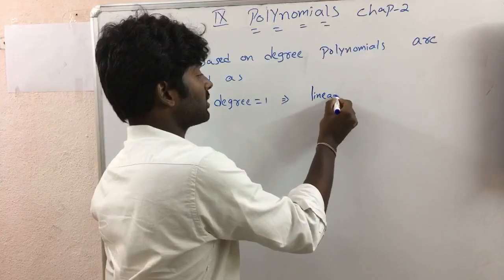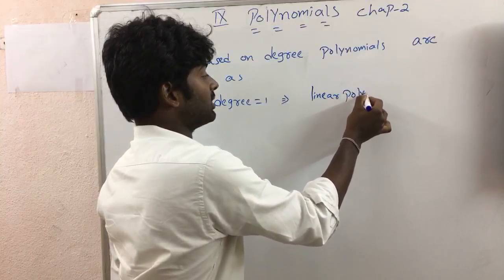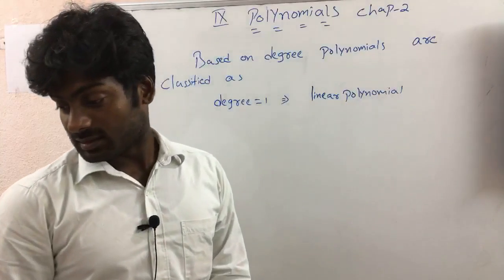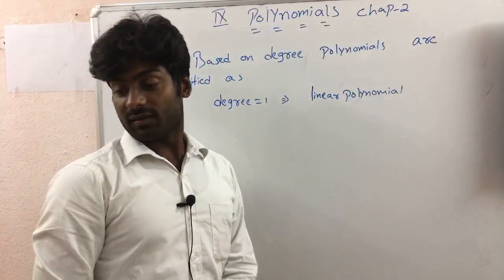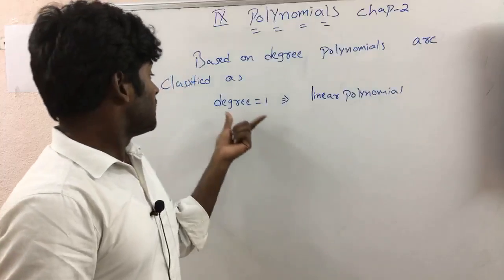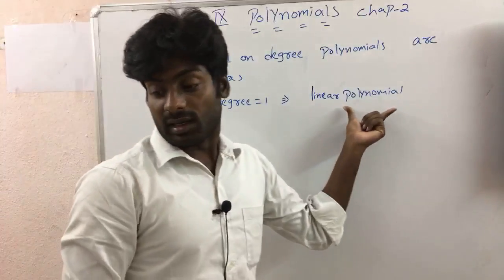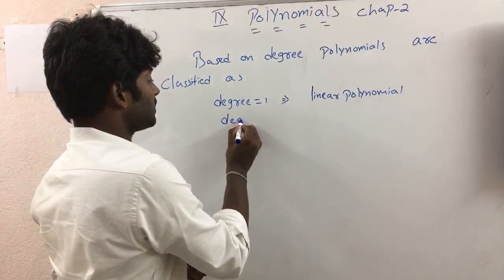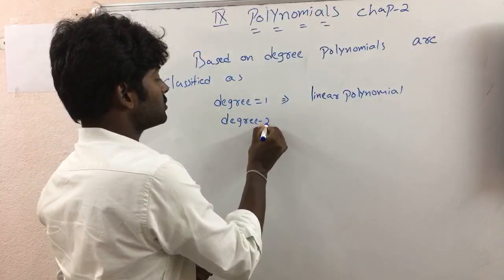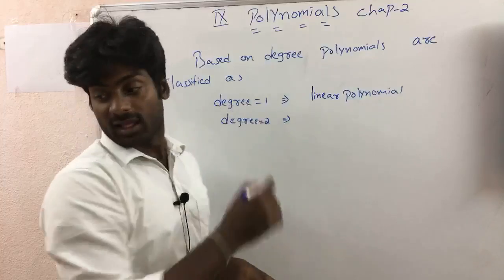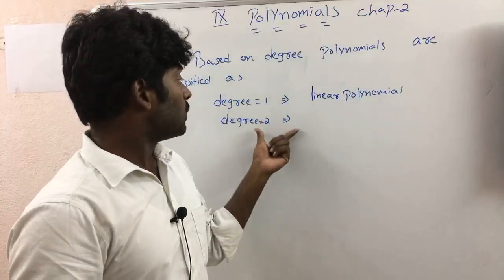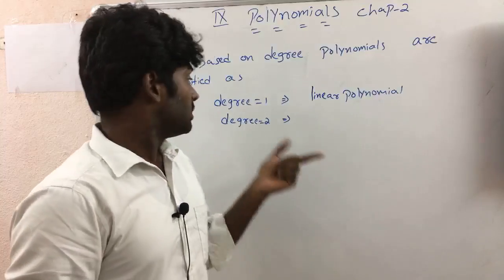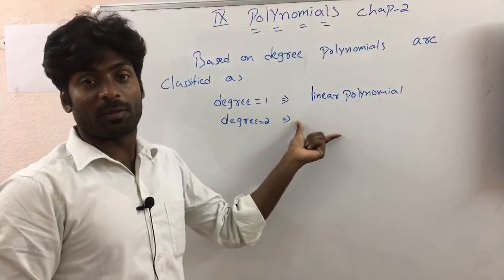Linear polynomial. This is linear, not monomial, Sylvie. That is based on terms. If degree equals 1, it is a linear polynomial. If degree equals 2, what is the name of that particular polynomial?